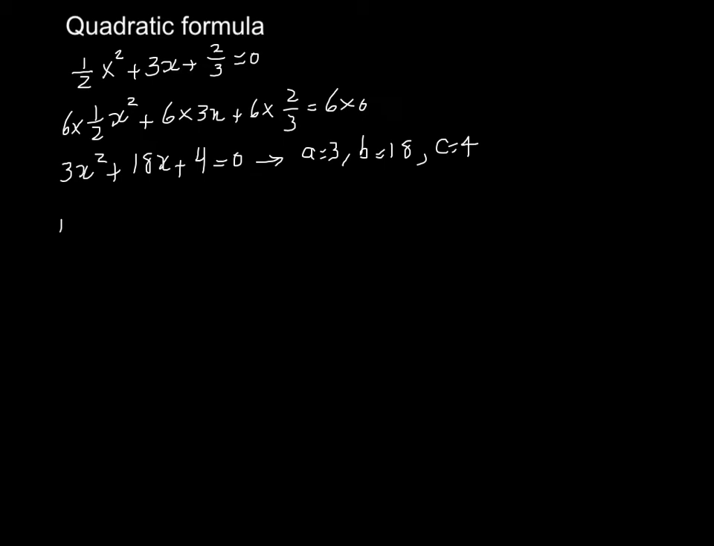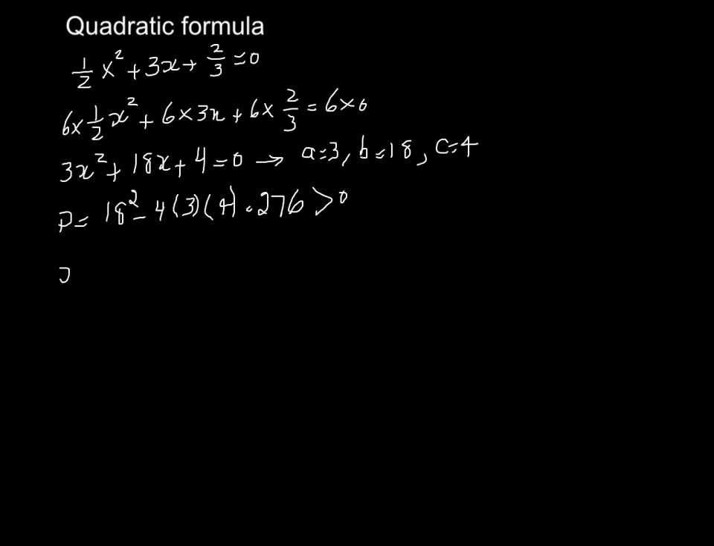So d, or the discriminant, is b squared, which is going to be 18 squared, minus 4ac. A is 3, and c is 4. So if you simplify this one, then we get 276, which is greater than 0. So this means that we have two real roots.